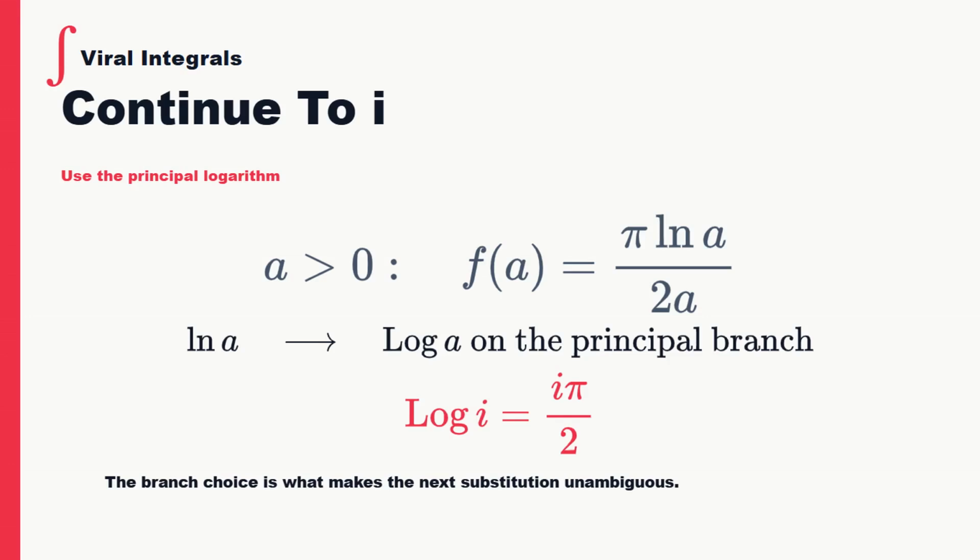Now, before using a is equal to i, we have to be clear about something. We're going to continue the formula using the principal branch of the logarithm, where log of i is i pi over 2.